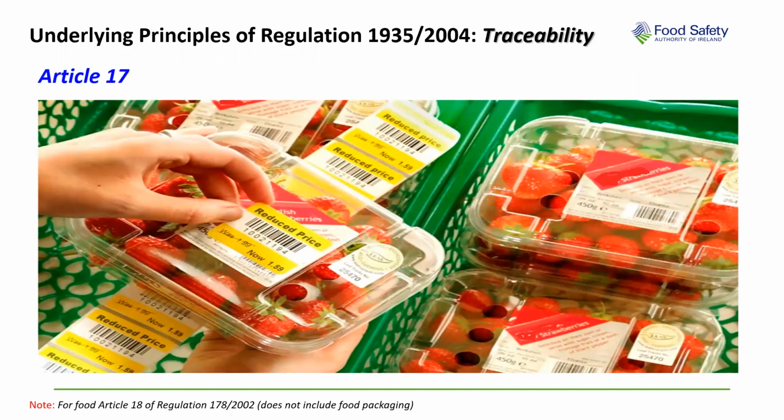Another underlying principle of Regulation 1935 is traceability. And I'm sure everyone on the call will be familiar with the concept of traceability. In relation to foods in general, Article 18 of Regulation 178 outlines traceability requirements for food. Here, manufacturers of food are required to have one step back, one step forward traceability. The same applies to food contact materials, and this is outlined under Article 17 of that regulation.